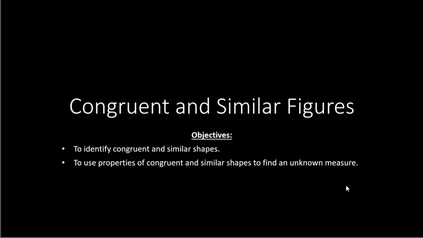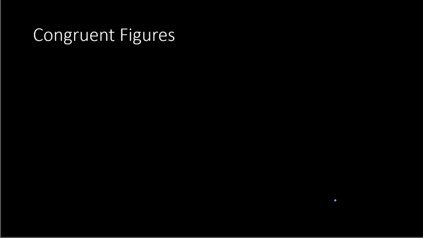In this video, you will learn to identify congruent and similar shapes, and you will also learn to use the properties of congruent and similar shapes to find an unknown measure. So let's begin with congruent shapes. Now, two shapes are congruent if they have the same size and the same shape. We'll get some examples of that here in a moment.